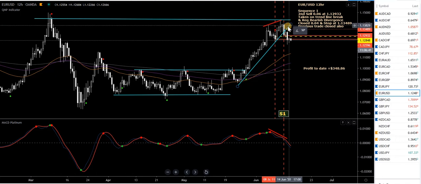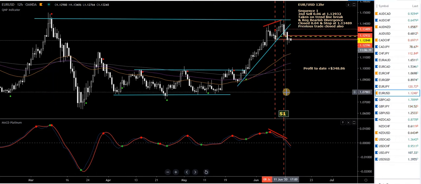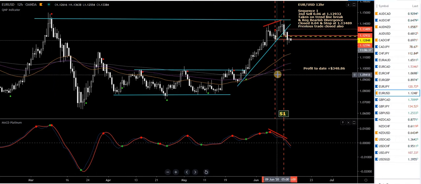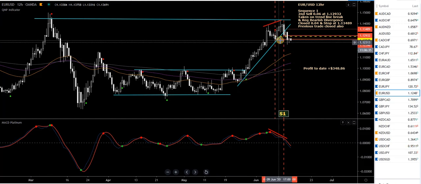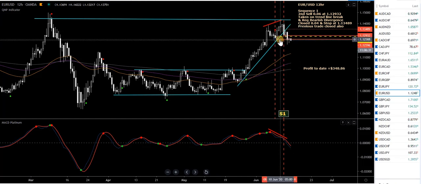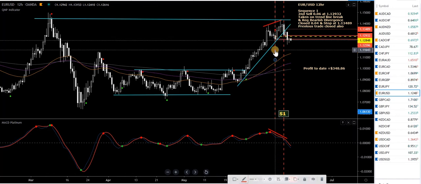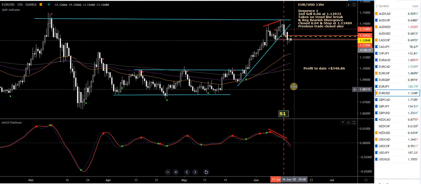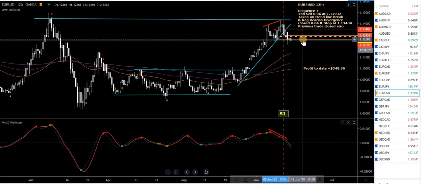Then there's this trend line break and I took a second sell trade. So what I've done is I've closed this first sell trade. I just leave the lines on the chart so you can see where it is, and that was at this level here. So that was basically a break-even trade. So I just removed that. That's been closed, so it's gone.